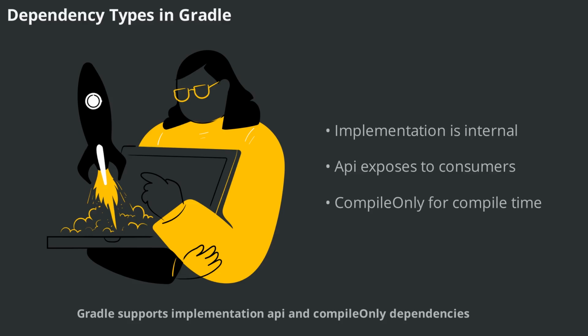Gradle supports implementation, API, and compile-only dependencies. Implementation is internal to the module, API exposes dependencies to consumers, and compile-only is available only at compile time. Choosing the right dependency type ensures proper encapsulation and efficient build management.